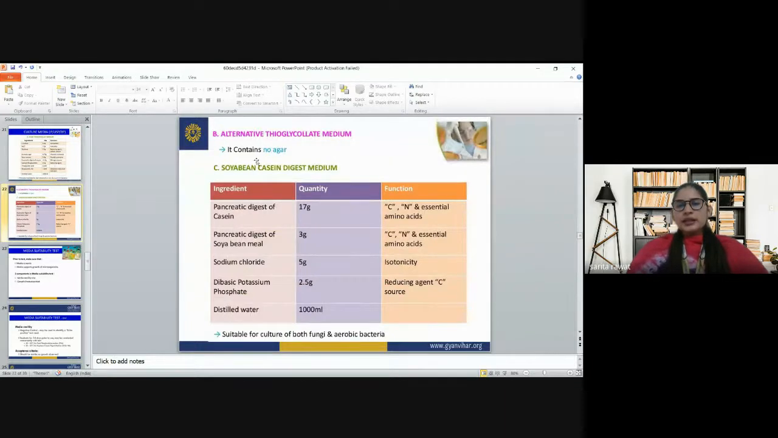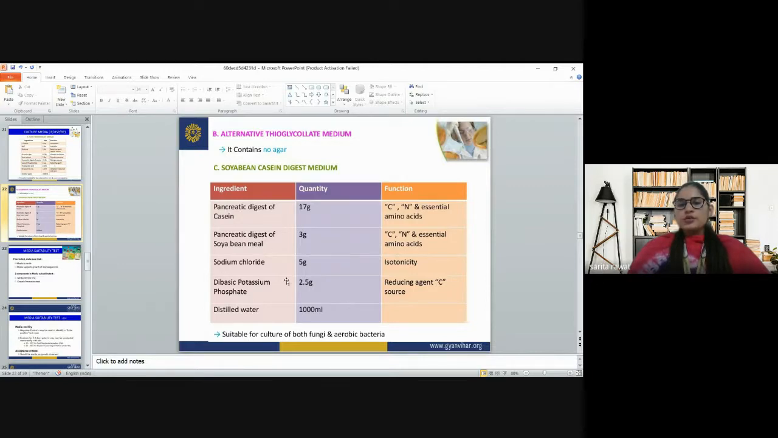Now the next media is alternative thioglycolate media. It contains no agar, but all the other contents are the same. Then we have soybean casein digest medium. The ingredient is pancreatic digest of casein, quantity 17 gram, function is carbon and essential amino acid source. Then pancreatic digest of soybean meal, 3 gram, with the same function, carbon and essential amino acids.